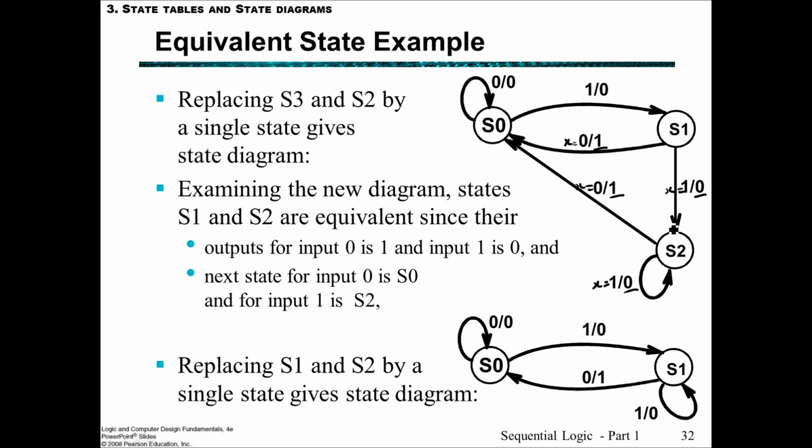So we can replace state 1 and 2 by a single state, and then we have this new state diagram shown down the bottom with just state 0 and state 1. And this state diagram explains the state transitions just as well as the much more complex state diagram on the previous slide. So that's the end of part 3.